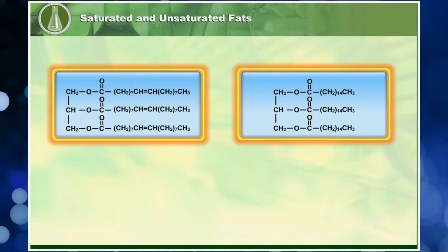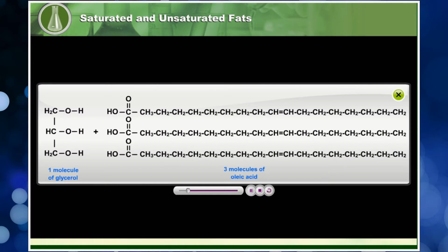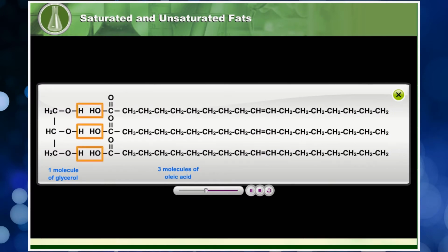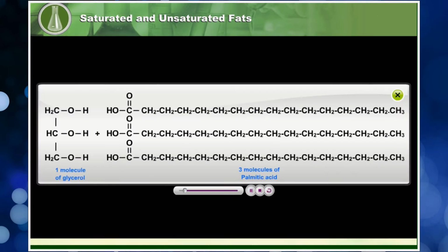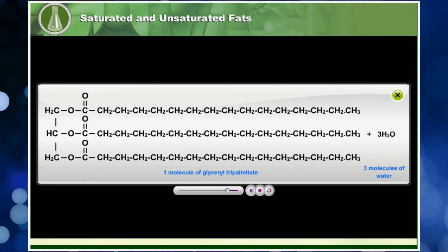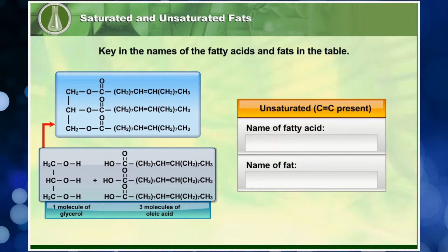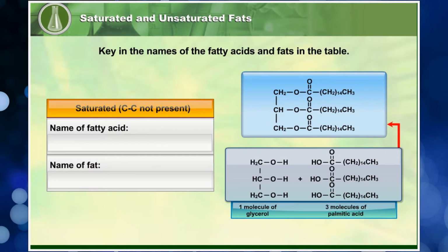Observe how each of the 2 fatty molecules are produced by clicking on the graphic shown. Key in the names of the fatty acids and fats in the appropriate spaces in the table. Click Check when you are done.